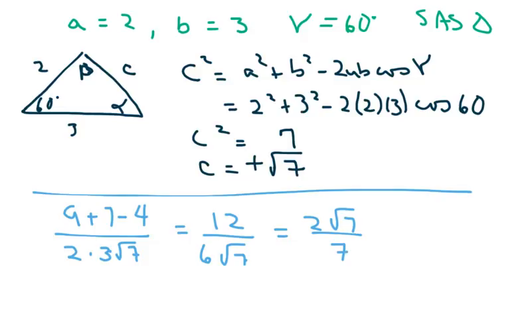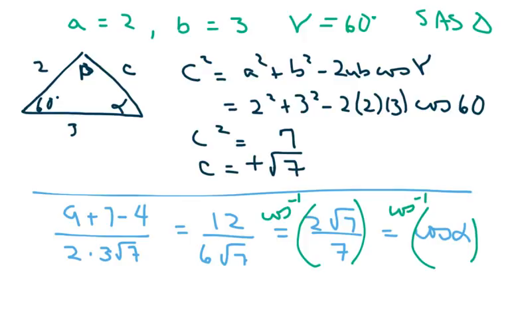This equals cosine of alpha. Now you take the inverse of both sides, and we take the inverse, your alpha is going to equal 40.9.